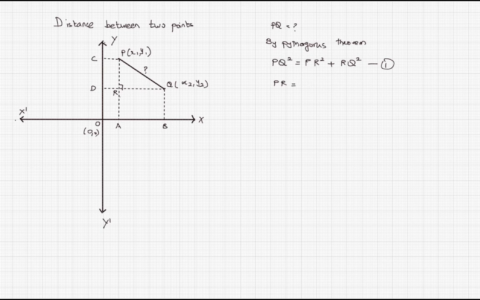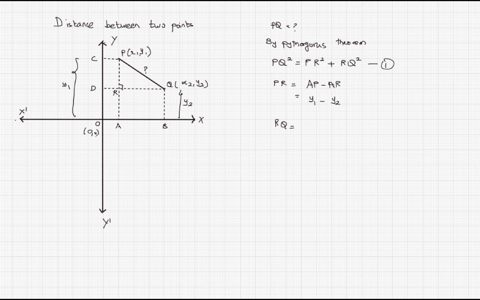Now let us find the distance PR. PR can also be written as AP minus AR. AP is the height of point P from x-axis. So AP is y1. So AP we can substitute as y1 minus AR. AR is equal to QB, and QB distance is distance of point Q from x-axis. So we can write it as y2.